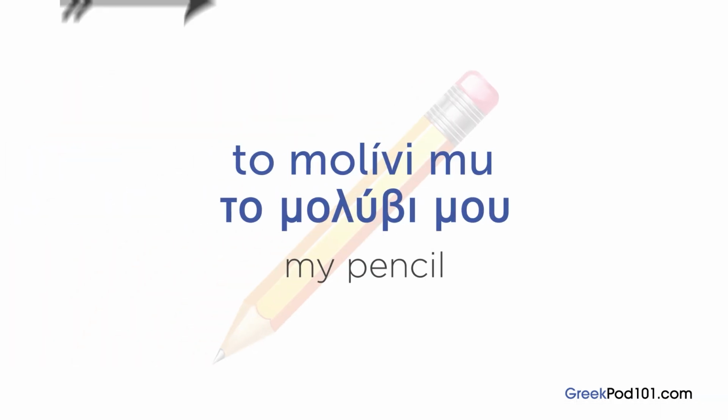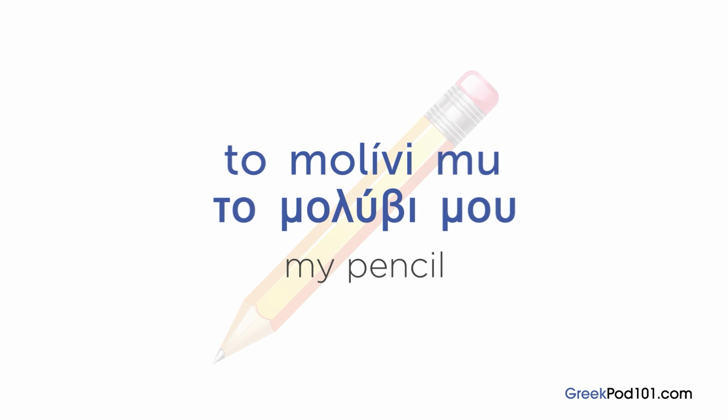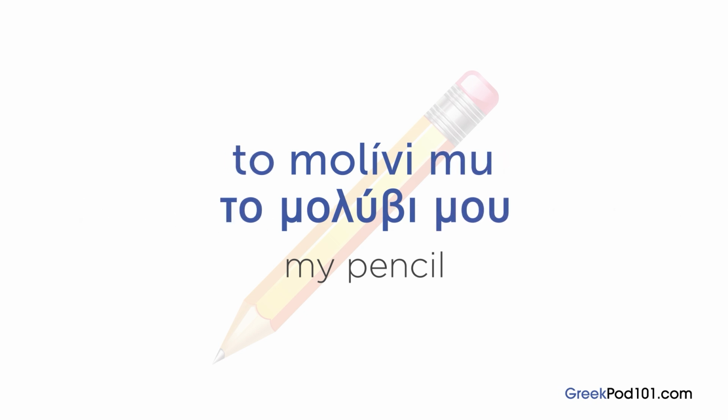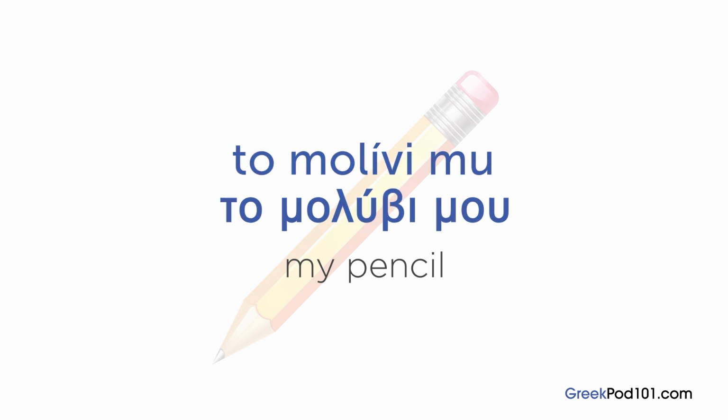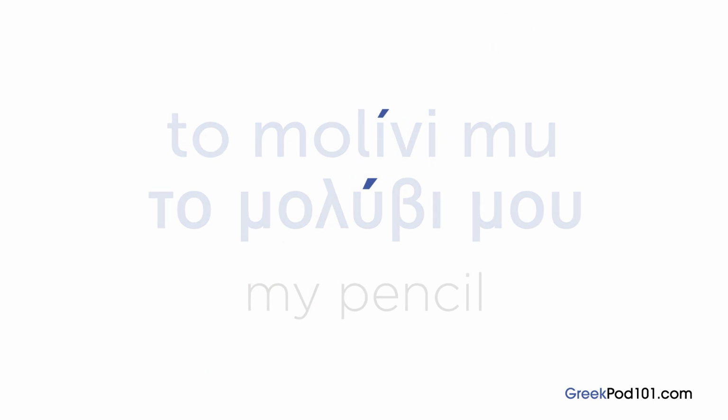When writing in Greek, the order of letters is from left to right, with spaces between the words, just like in English. For example, το μολύβι μου. The only difference is that Greek uses accent marks over the stressed syllables.